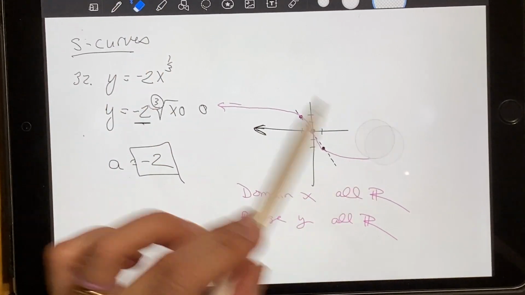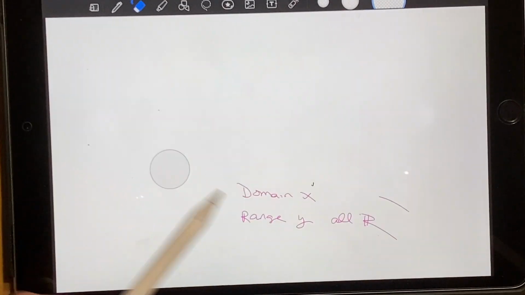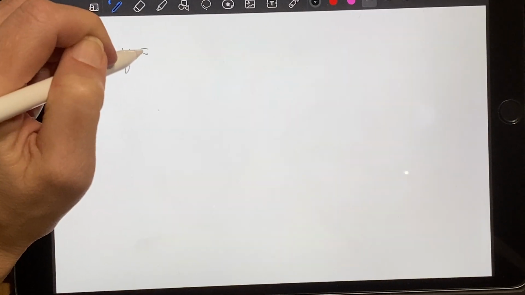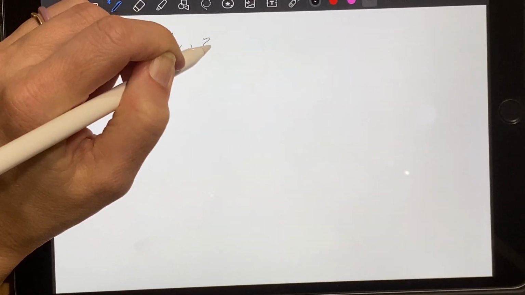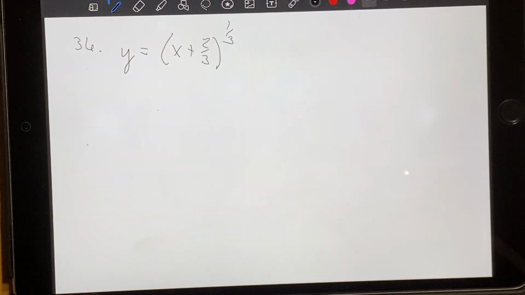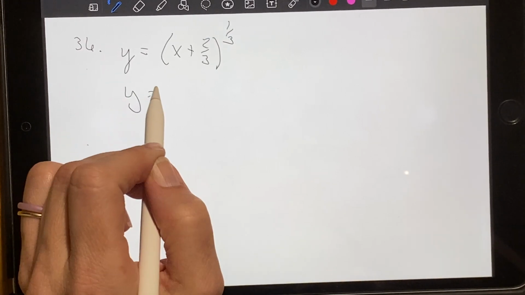Let's see, there's another one. Let me look at 36. You're not assigned this one, but I want to show you what it looks like. 36 is y equals x plus 2/3 raised to the 1/3. So in this case, it can be a little difficult to see what you need to do. Let's change that to root form.